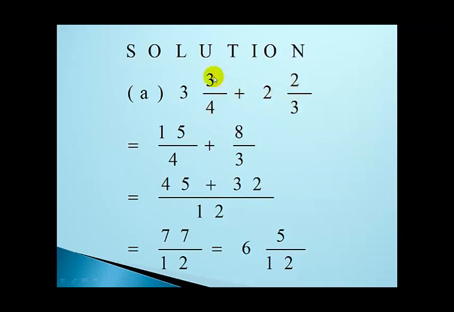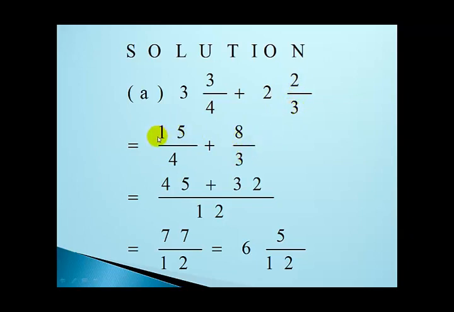We first convert the mixed fractions to improper fractions, and now we know how to convert a mixed fraction to improper. So we multiply 4 by 3, and the answer is 12. Then 12 plus 3 equals 15. So it's 15 divided by 4. That is how come we have 15 over 4. Plus 3 times 2 equals 6, and 6 plus 2 equals 8. So we have 8 divided by the denominator 3. So we have 8 over 3.